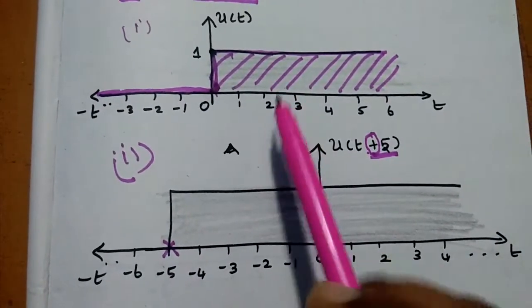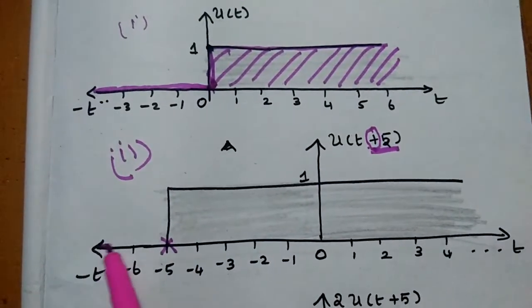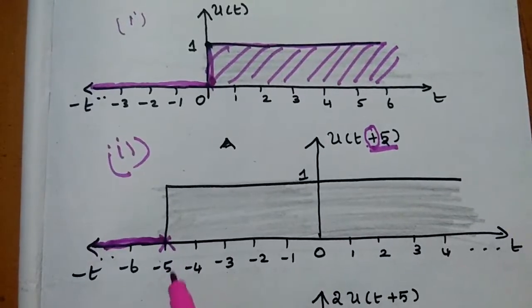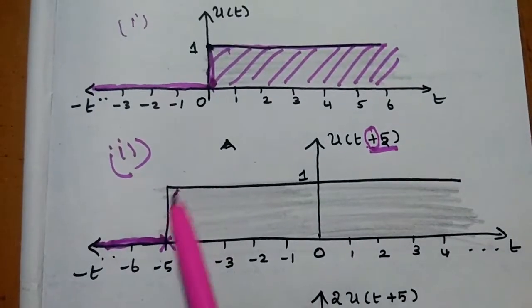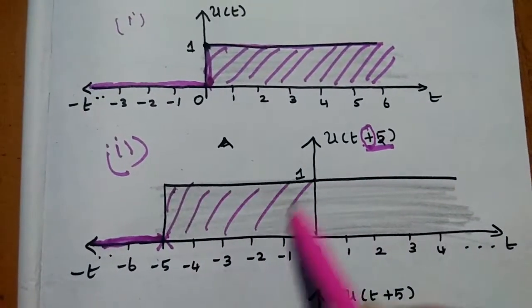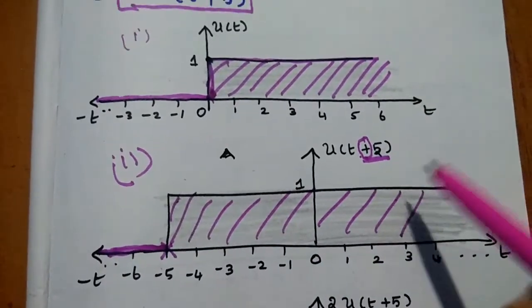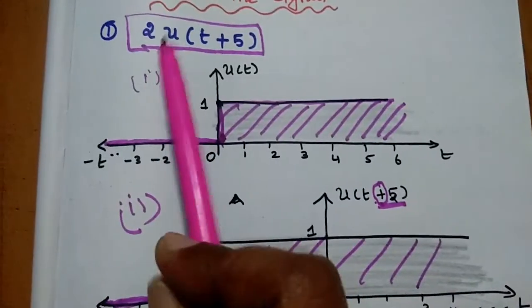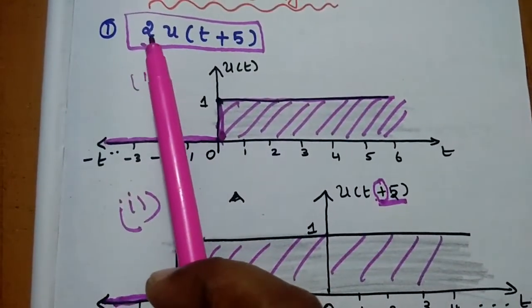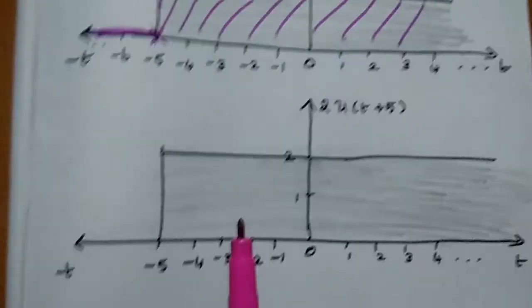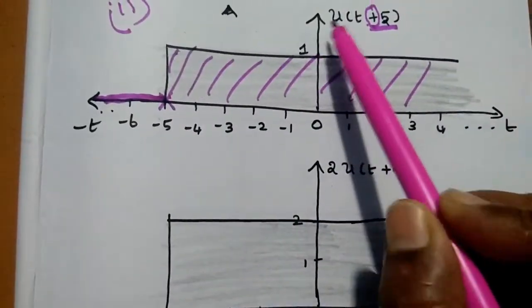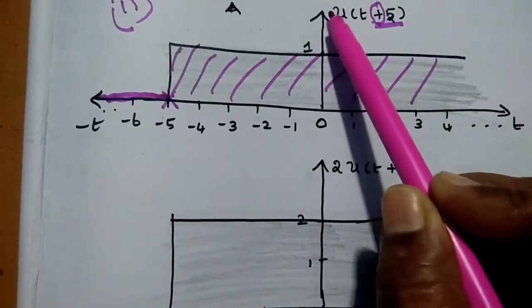The same signal can be drawn like this. So now whenever the time is greater than or equal to minus 5, at that time it has the value of 1. So now we got the time shifted signal. The third step, what is that? The amplitude is multiplied by 2. So here, amplitude means what? 1. 1 is the amplitude. Here there is a value 1. That is the meaning of this.